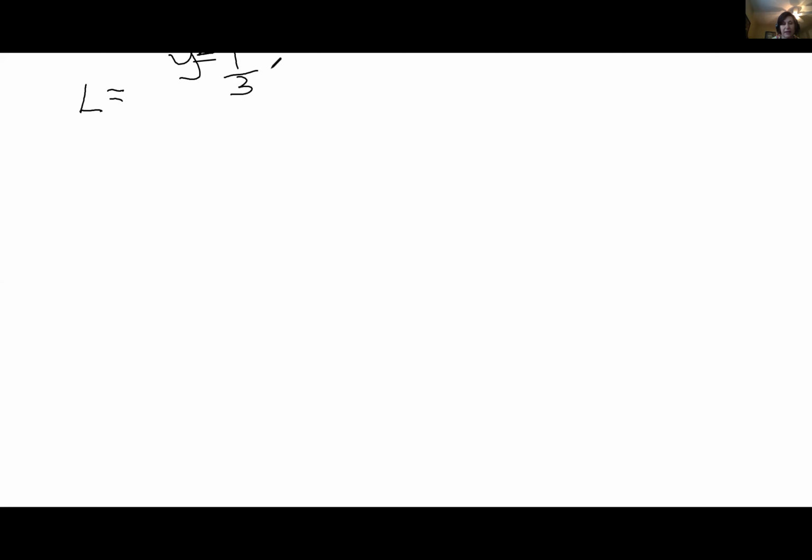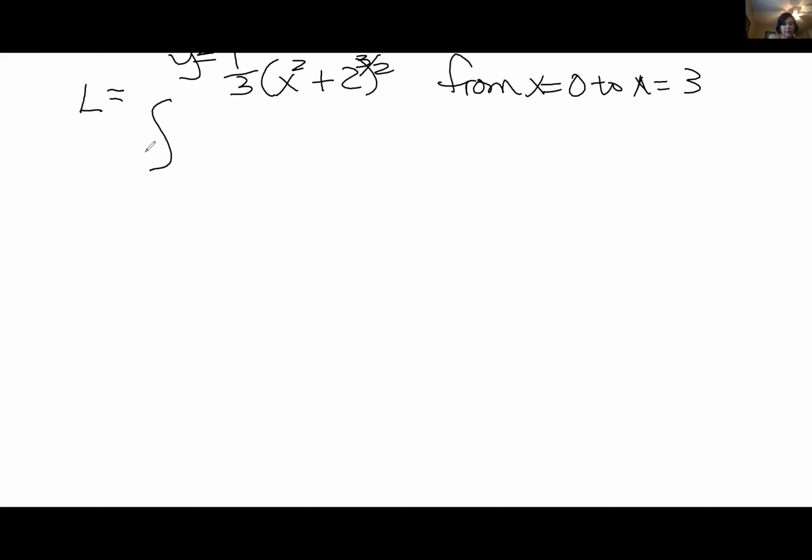I'm going to rewrite it for you so you can see. We've got y equals 1/3, and then in parentheses, we have x squared plus 2 raised to the 3/2 power, and we're going to go from x equals 0 to x equals 3. Okay, so our length will be the definite integral, and I'm just going to write the formula first, going from a to b of the square root of 1 plus f prime of x squared with respect to x.